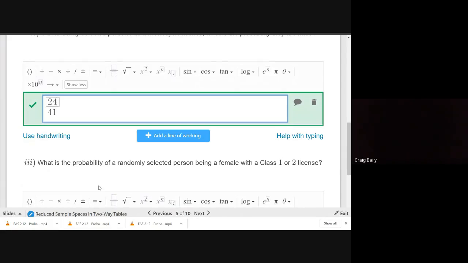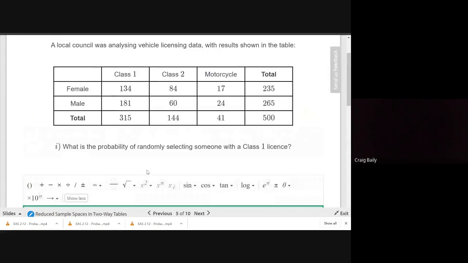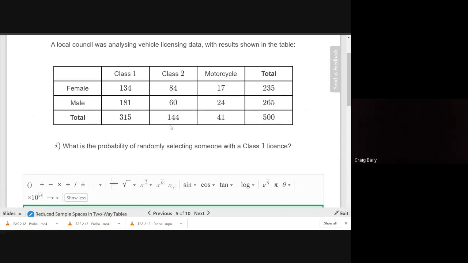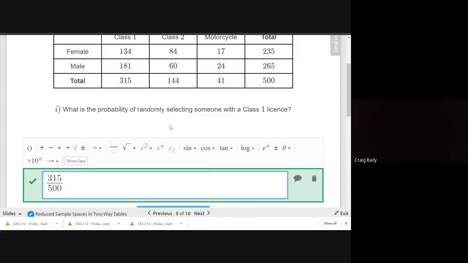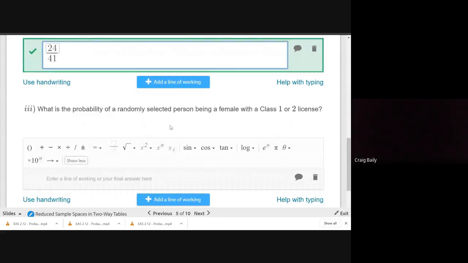More. What is the probability of a randomly selected person being a female with a Class 1 or 2 license? So randomly selected person being a female, the Class 1 or Class 2 license. I think for that one, we're going to want to add those up, and that might be a bit more time that I want to spend on this one. Well, you can always stop after that first question.